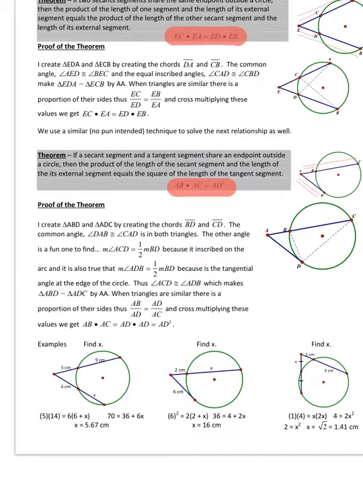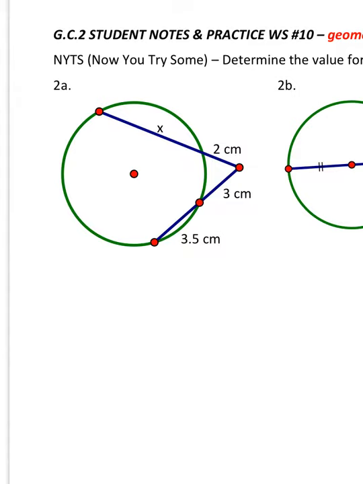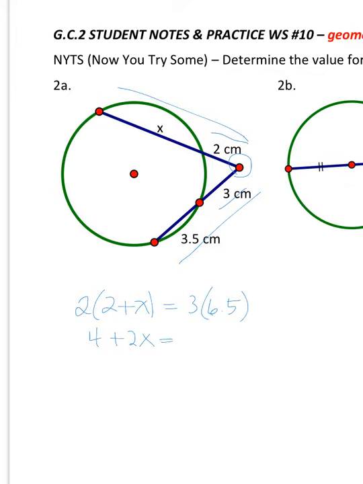I'd like to go ahead and just have us try the Now You Try Some section to finish up this concept. First example, we have a secant-secant relationship with a shared endpoint outside of the circle. So we know we can take the part times the whole of one secant segment and set it equal to the part times the whole of the second secant segment. So 2 times the whole segment is 2 plus x equals 3 times the whole segment, 3 plus 3.5 is going to be 6.5. Carrying out the math, we get 4 plus 2x equals 19.5. Subtract 4, 2x equals 15.5, and dividing by 2, we get 7.75 centimeters is the value of x.